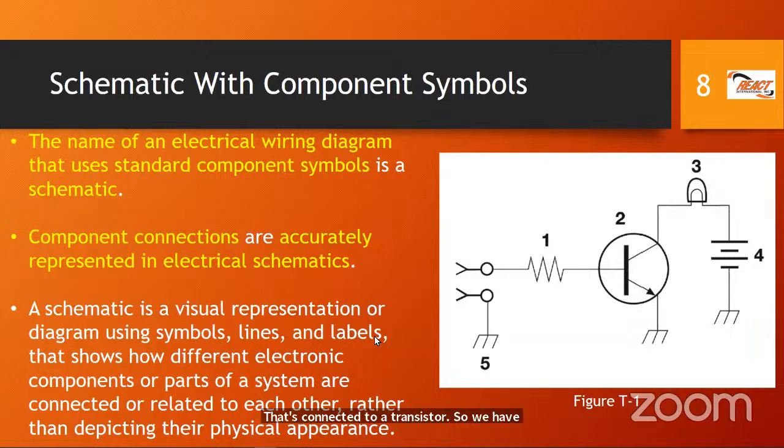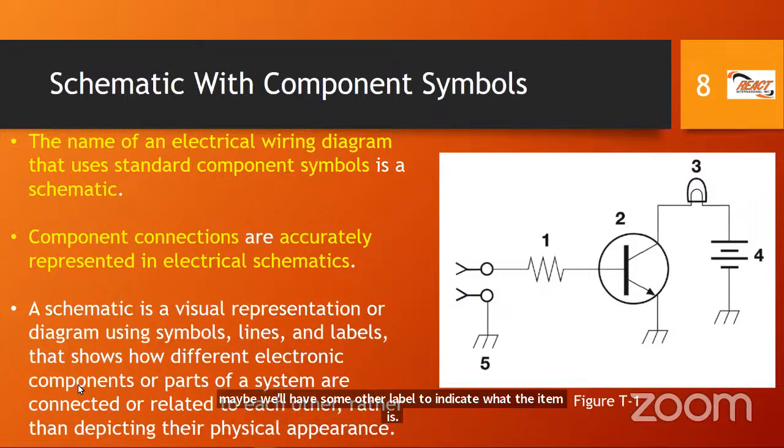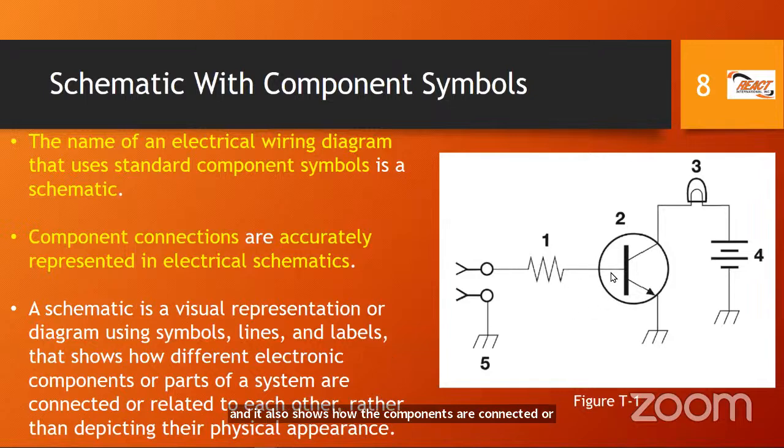We also may have some labels. So we'll either have a name or maybe some other label to indicate what the item is. We could have a number or a name. And it also shows how the components are connected or related to each other. And it does not depict the physical appearance. Notice that during the course, we show you the symbol and we also show you what the component looks like. But in a schematic, you don't actually see what the component looks like. It uses the symbols. So this is what a schematic is.